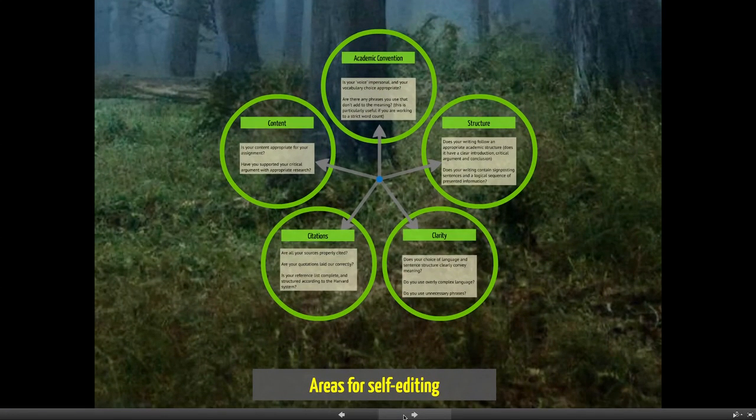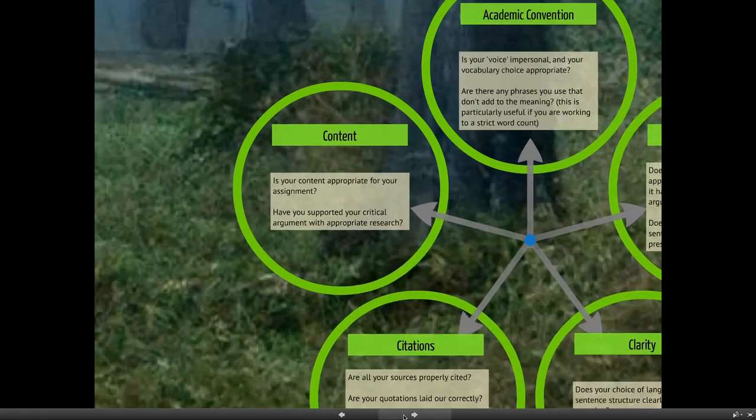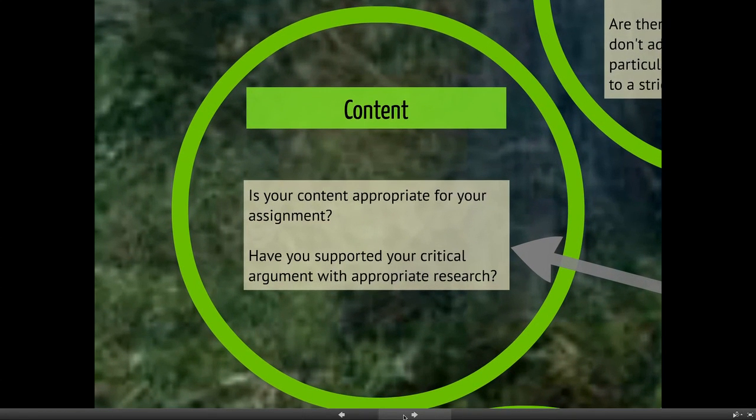And these are the areas we suggest you self-edit. So first of all, content. You need to check that your content is appropriate for your assignment. Have you answered the essay question? And have you supported your critical argument with appropriate research?